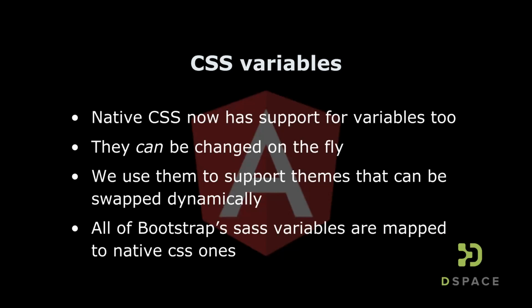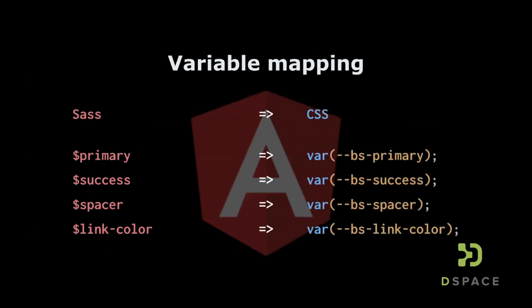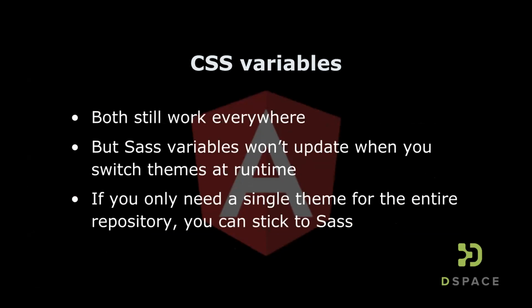For now, we just map all Bootstrap Sass variables to native CSS ones. So you can just use either the Sass or the CSS version interchangeably. Here you can see them next to each other. The Sass version would be primary, then the CSS version would be bs-primary. Same with success, spacer, link color, etc. So both still work everywhere in a DSpace theme, but Sass variables don't update if you switch themes at runtime. That's only really important if you have multiple themes for your DSpace installation. If not, you can stick to Sass. Of course, we do ask that if you contribute something back, you use CSS variables, because we need to maintain that support.